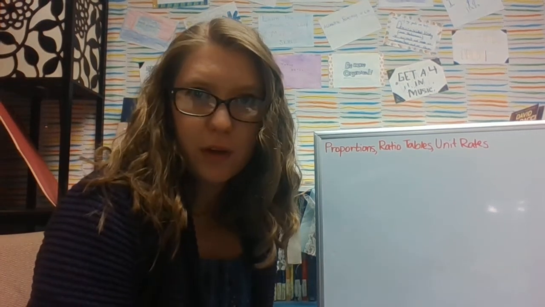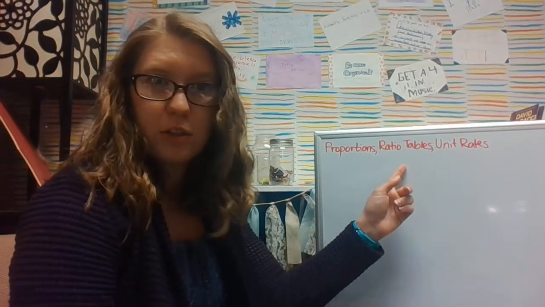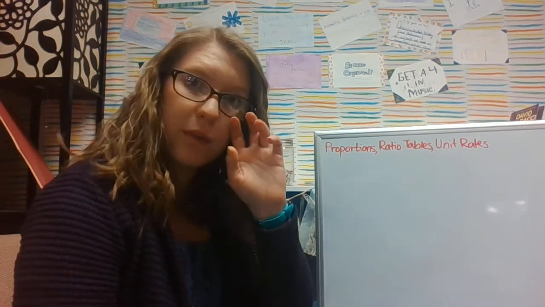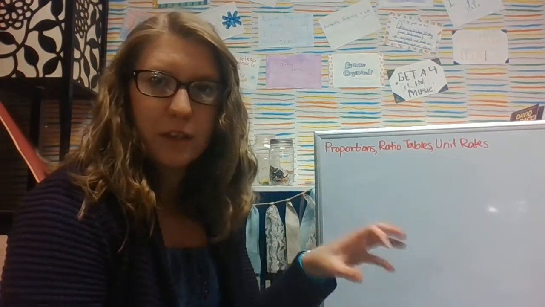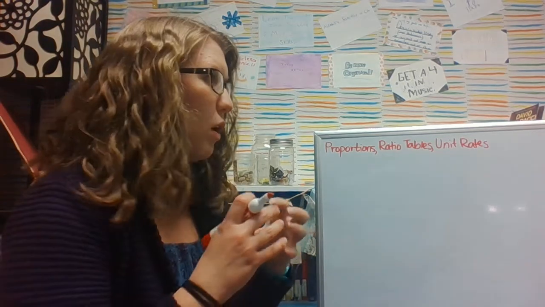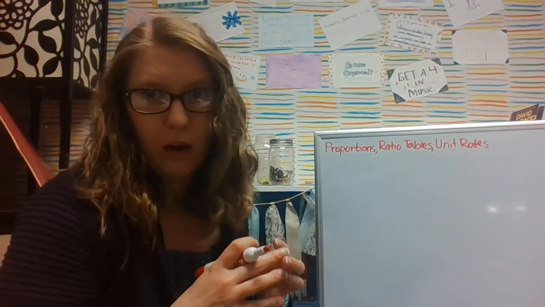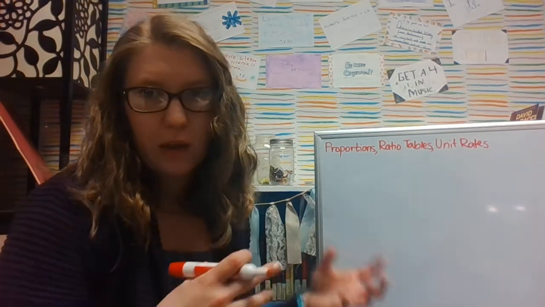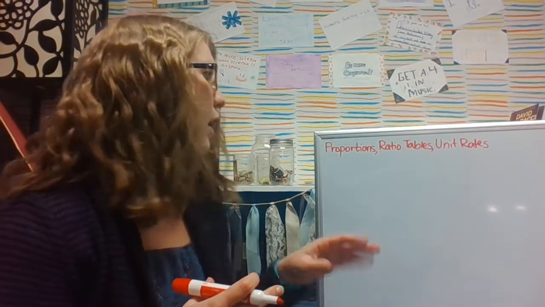In this video, we're going to talk about proportions, ratio tables, and unit rates. The reason that these all go together is because they're all basically about equal fractions. So they're all about being able to compare different fractions and recognize if they are equal or not.